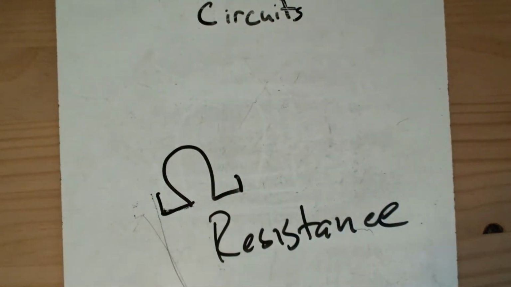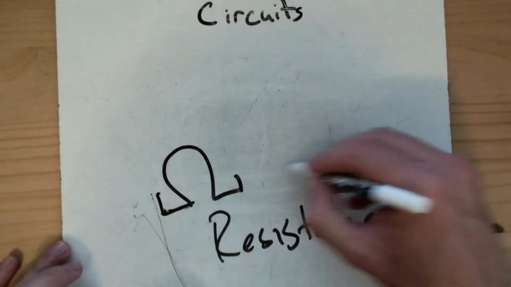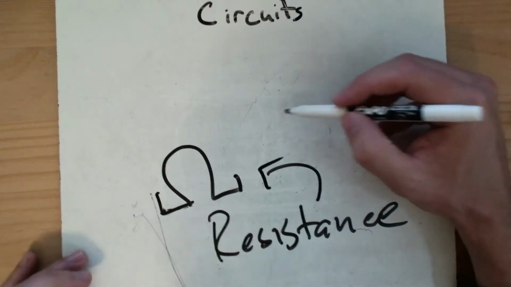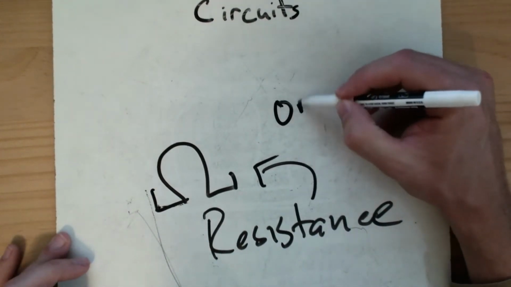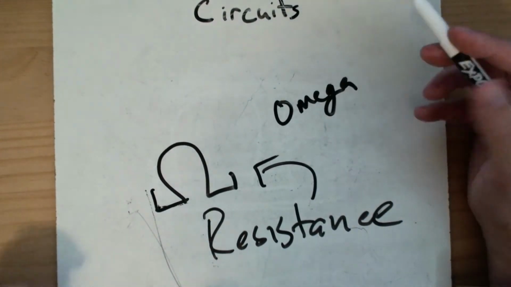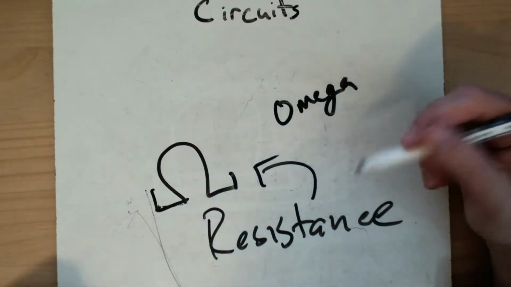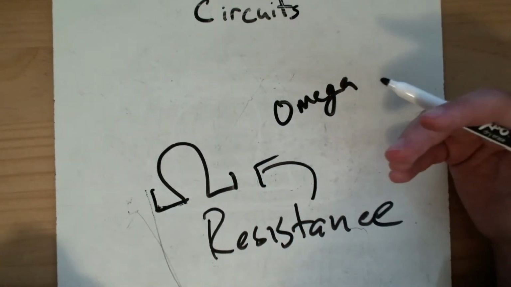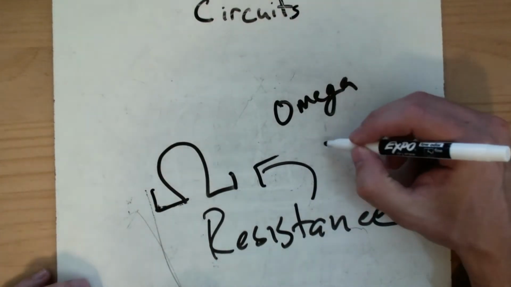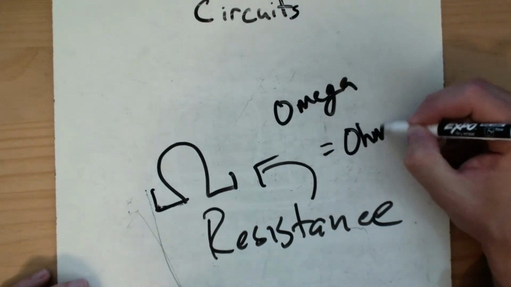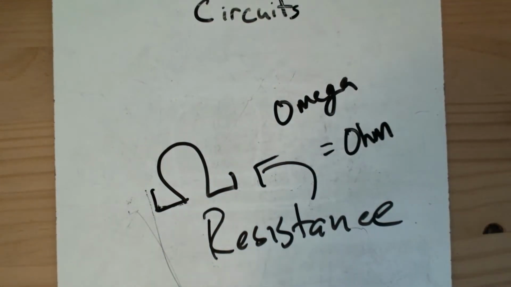That's much better. Resistance is measured in a unit called the ohm, and so this is the Greek letter omega, and omega is the symbol that we use for our unit of resistance, which is called the ohm. Ohms tell us how much resistance there is to the flow of electricity within a circuit.